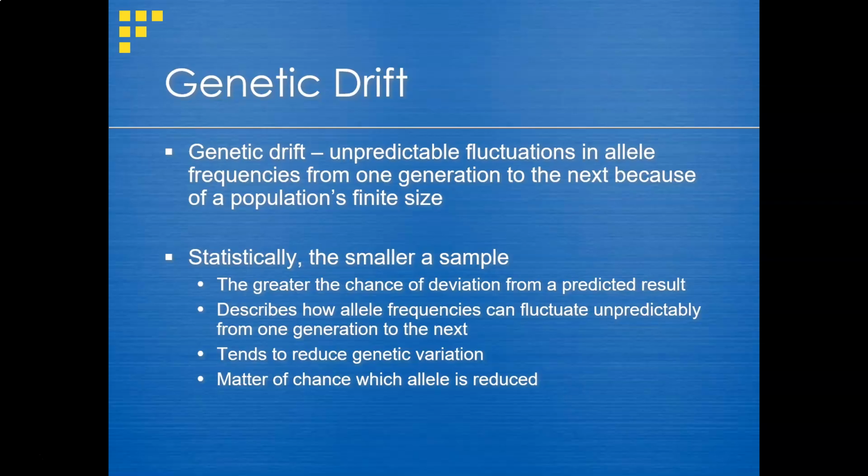These are unpredictable fluctuations in allele frequencies from one generation to the next, but genetic drift happens in a really specific set of circumstances, and it's because of a population's finite size. So just think about it statistically. The larger the number of samples to pick from, the greater the ability to represent the different options. The smaller that population gets, the more likely you get these random fluctuations because you've got less to pick from.